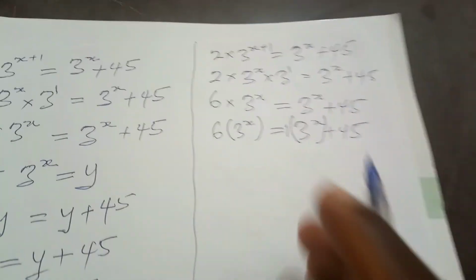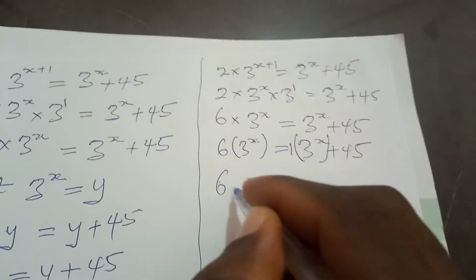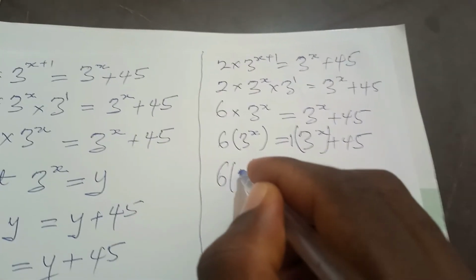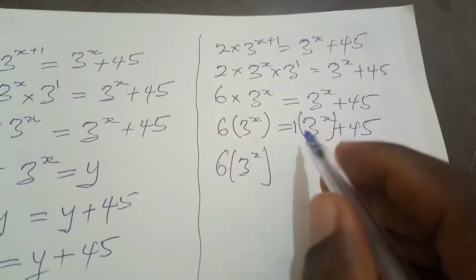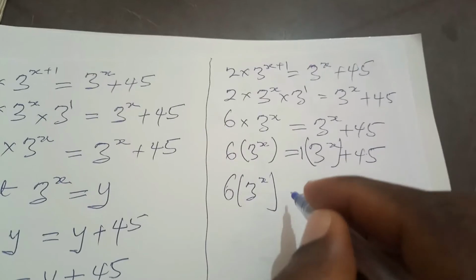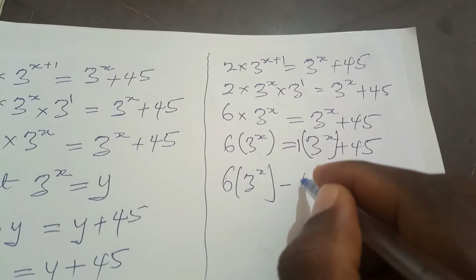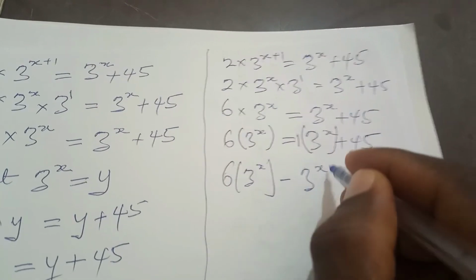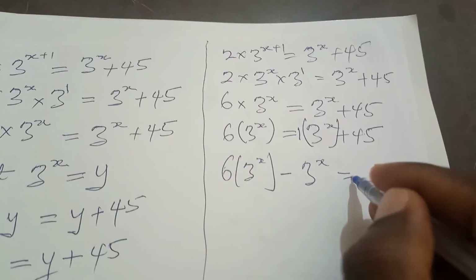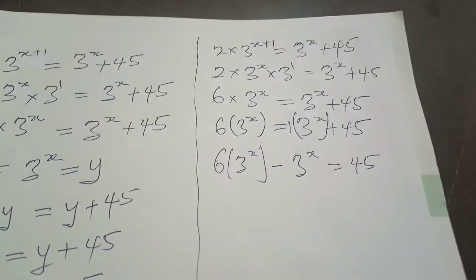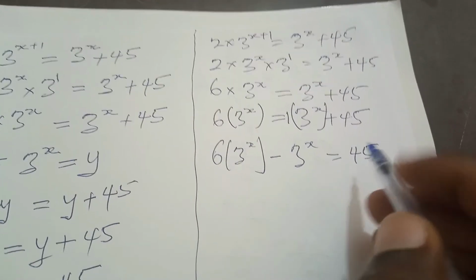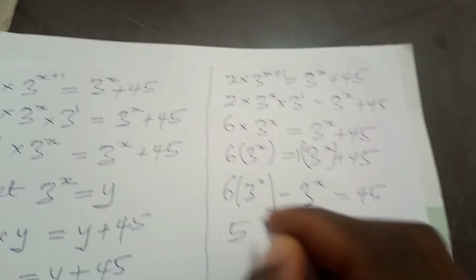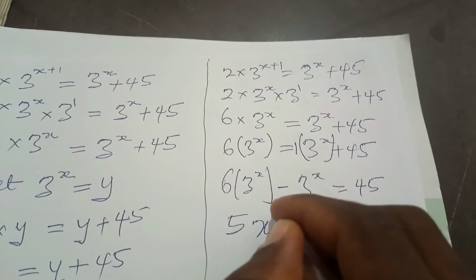So that means that they become like terms now. So you are going to have 6 of the 3 exponent x. But here they are adding. So when it comes, it becomes negative, minus 1 of the 3 exponent x. And it will be left with 45 alone here. So 6 of the 3 exponent x minus 1 of it will give us 5 of the 3 exponent x.